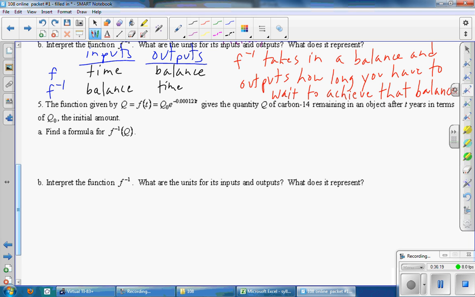Okay, so again, we'll ignore this. Two variables here are q and t. That q naught is just a constant, so treat it as such. So we'll swap the q and the t. T equals q naught e to the minus 0.0000121q. Swapping t and q.